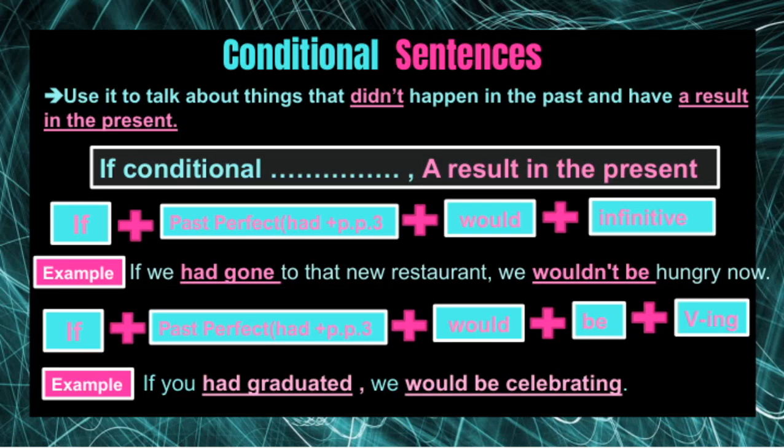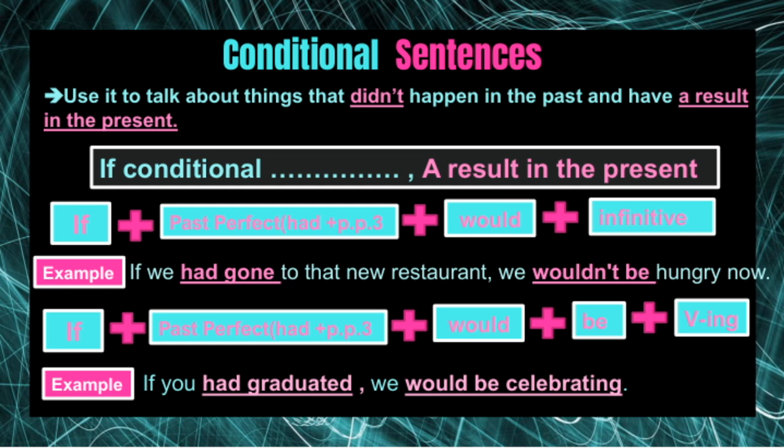Imagine, "If you had graduated, we would be celebrating right now." Or, "If we had gone to that new restaurant, we wouldn't be hungry now." These sentences use the past perfect form, which is had plus the past participle. In these examples, you'll notice the structure begins with if, followed by the past perfect, and then the main clause with would plus the base form of the verb. This is what we call a third conditional sentence.